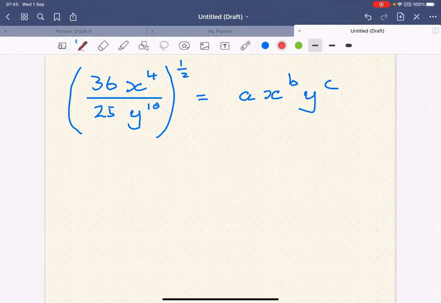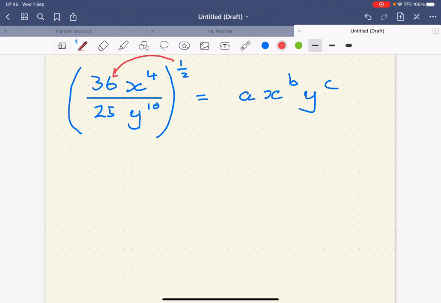So we've got another index question here, and this time I'm raising it to a fraction. So if you want to pause it now and have a go at it, you can do. If not, if you want to know the answer, I'm going to do it now. So basically everything inside here has got to be raised to the power of a half.